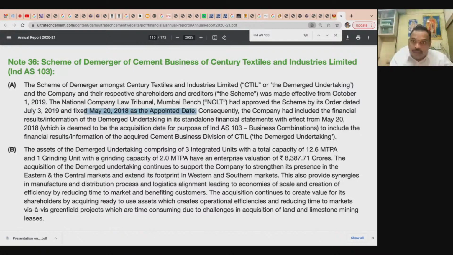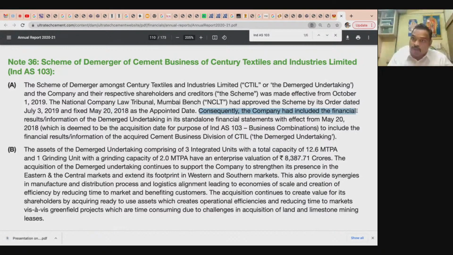Wow. Scheme was effective from 1st October and appointed date is 20th May. So order date is 3rd July. So effective date, order date, appointed date. In the order, the appointed date should be mentioned. So 20th May 2018 is the sacrosanct date. From that date only, the merger will happen. From that date only, the consolidation will happen. So consolidation cannot happen before this date.